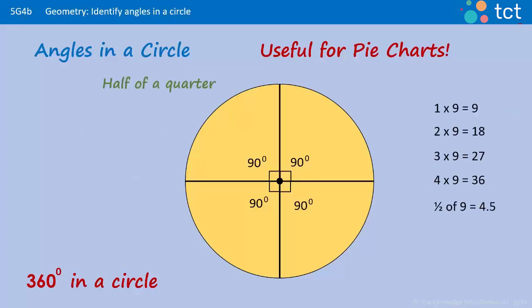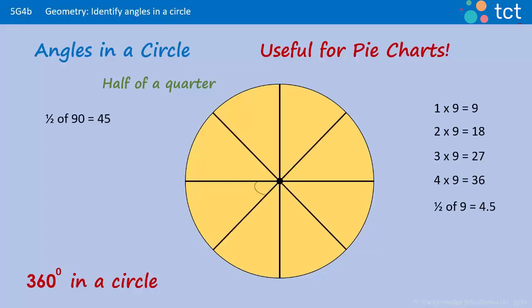36. Staying with this, if you remember that half of 9 is 4.5, that will help you work out some other angles and fractions in a circle. If we halve each of those quarters, the angle of turn will be half of 90, and that's 45 degrees. 45 degrees is 1/8 of a circle, half of a quarter.